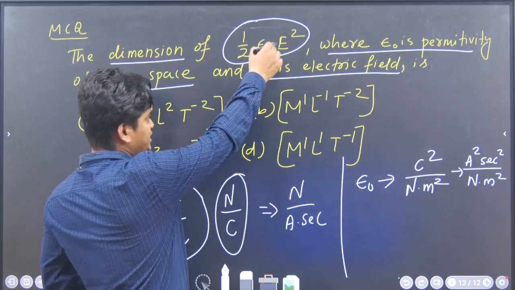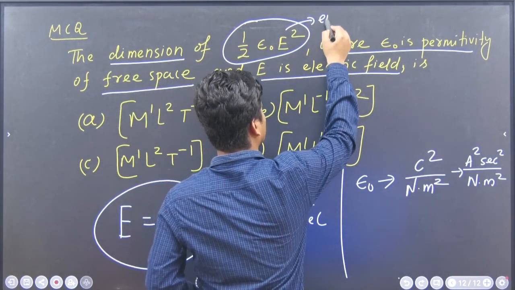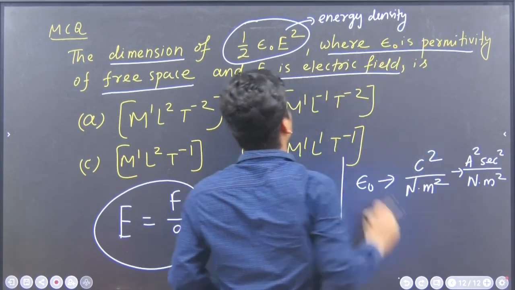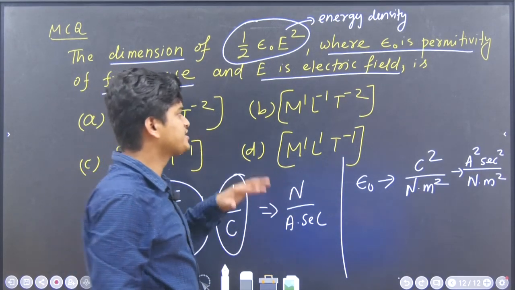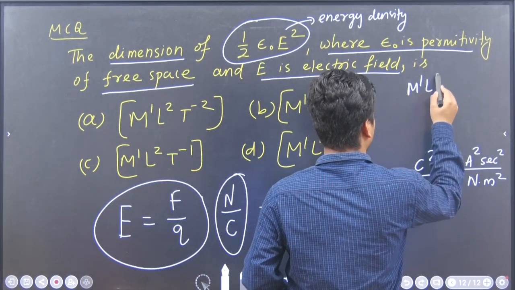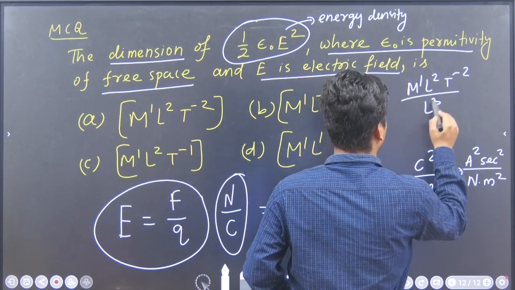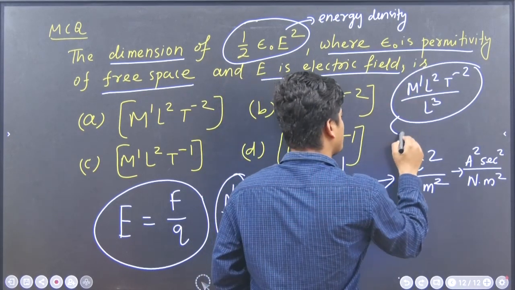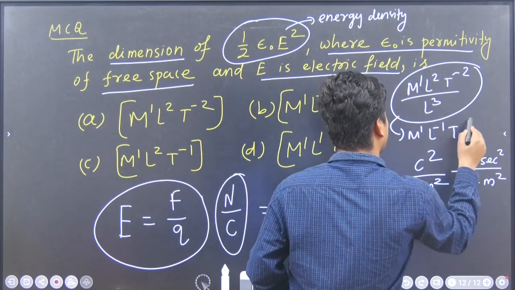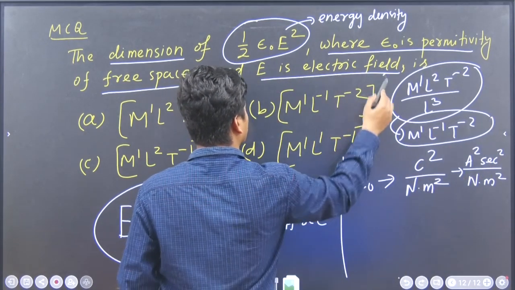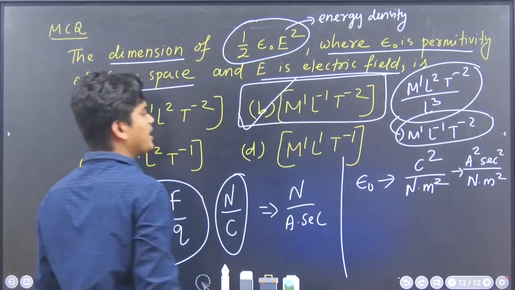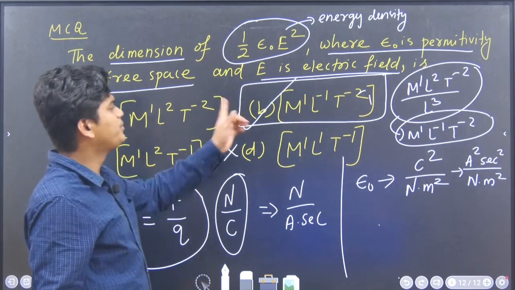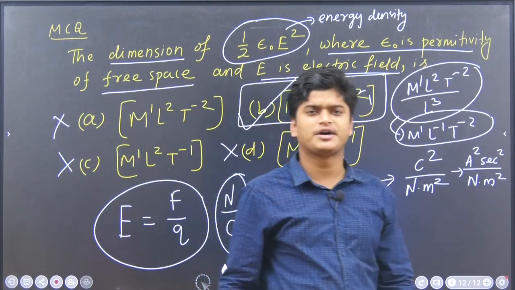Remember this quantity basically represents energy density. Energy density we already know, it is definitely energy by volume. So M1 L2 T minus 2 by L to the power 3. Now here the 3 will go up, it will become 2 minus 3, which is L to the power minus 1. So I can write here M1 L minus 1 T minus 2. So this will be the answer. You check here, option B is exactly matching M1 L minus 1 T to the power minus 2. Okay, these other options are not matching here. So B is matching exactly with this formula, energy by volume.